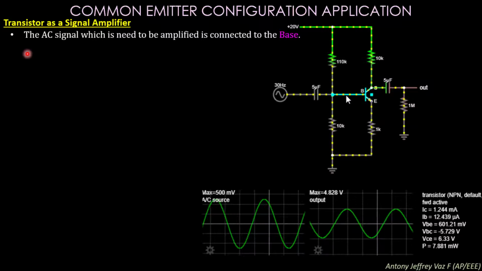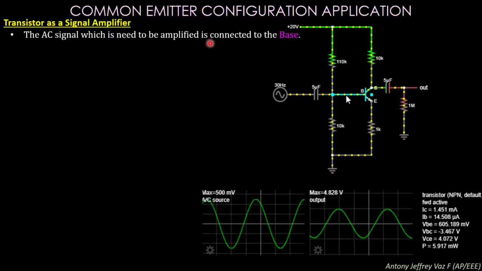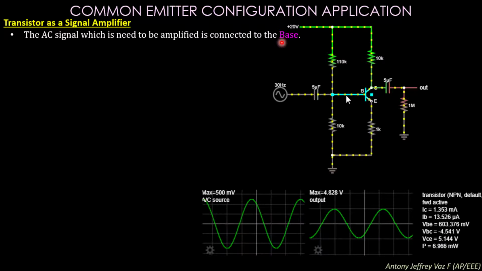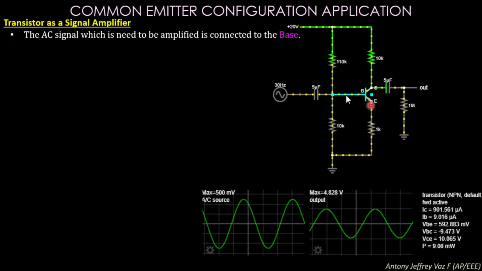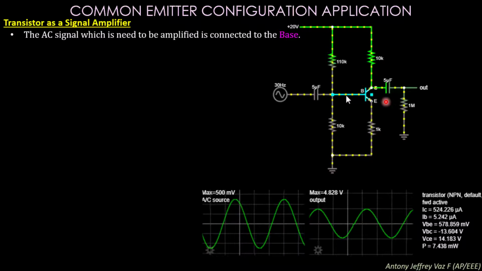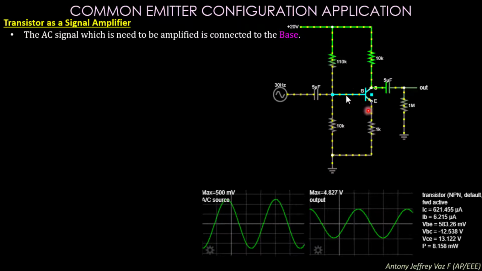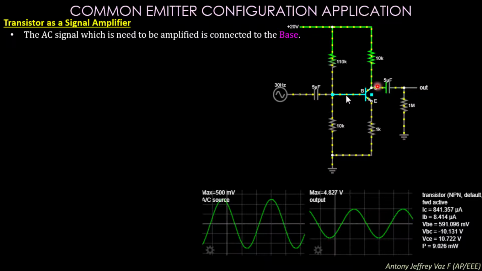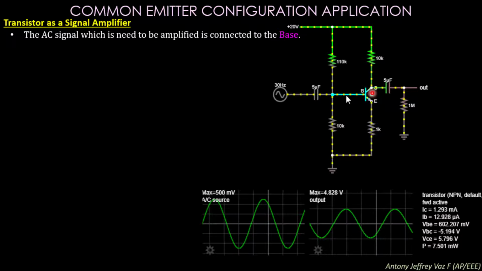So the first point here is the AC signal which needs to be amplified is connected to the base. You may wonder, this circuit has a lot of components, but don't worry, this is very easy. I will explain it to you one by one. Okay, this is the transistor, an NPN transistor. You may see this is the base, this is the emitter, and this is the collector.